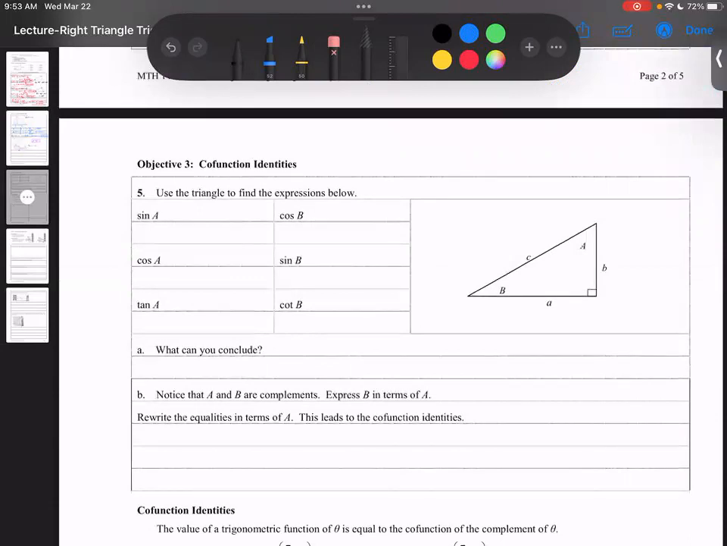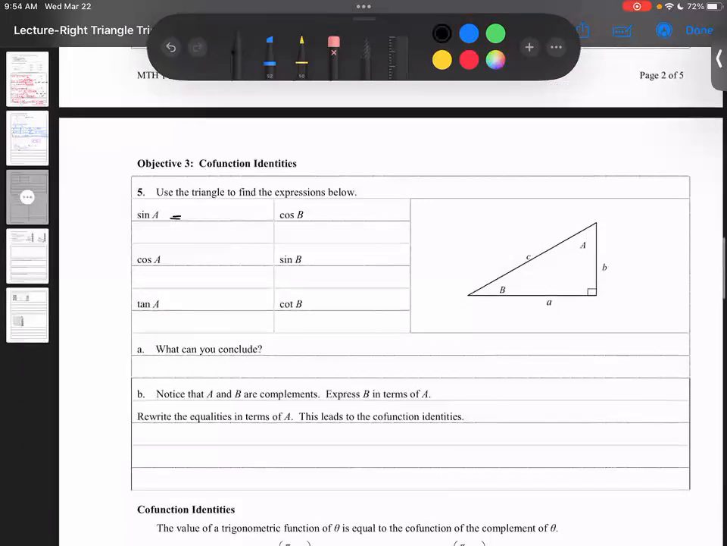Co-function. What is a co-function? Let's take a look at some trigonometric expressions. If I want to calculate sine A, it equals opposite, which is little a, divided by hypotenuse, which is little c. That's A, that's B.